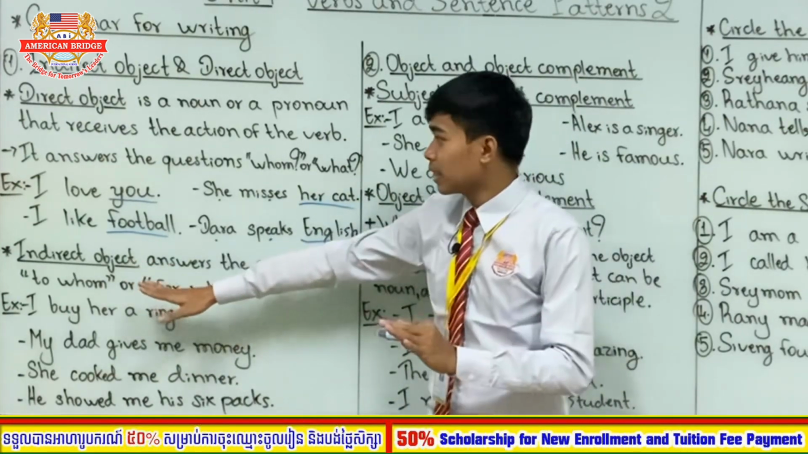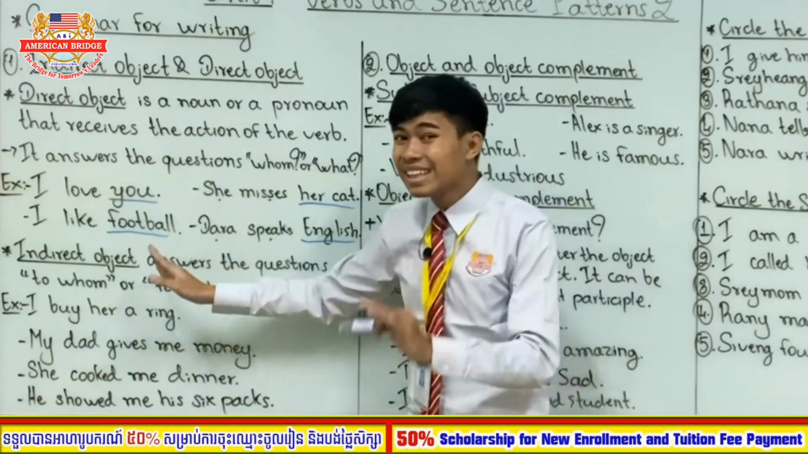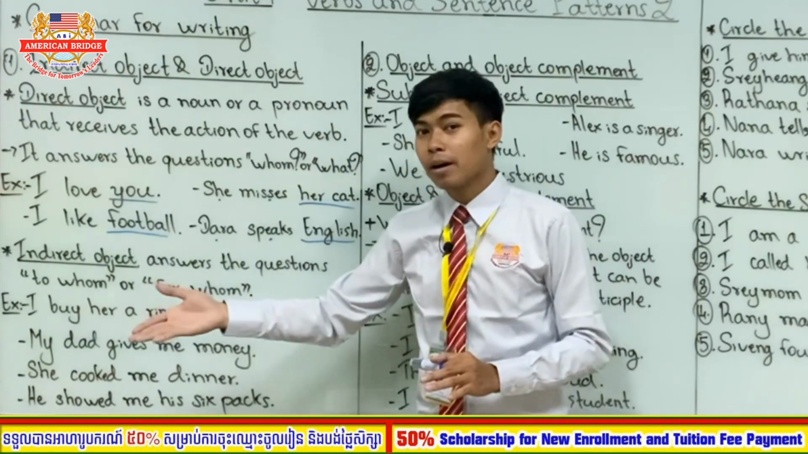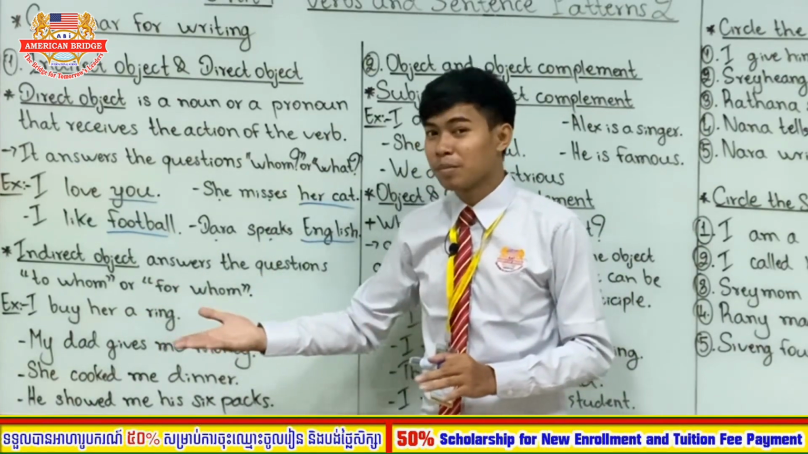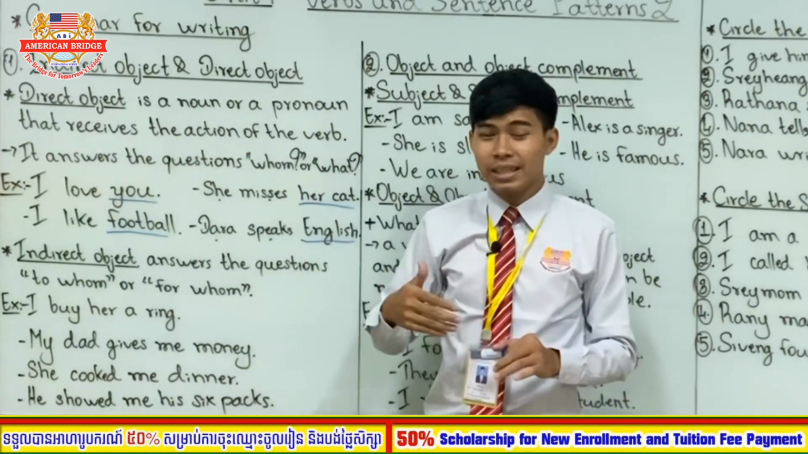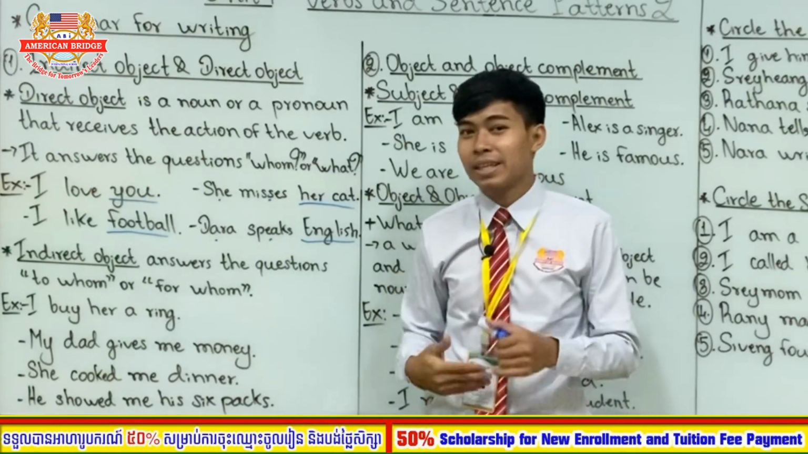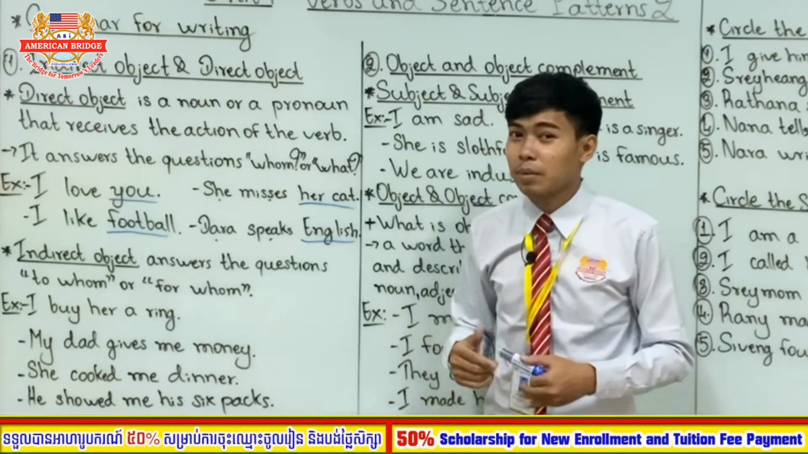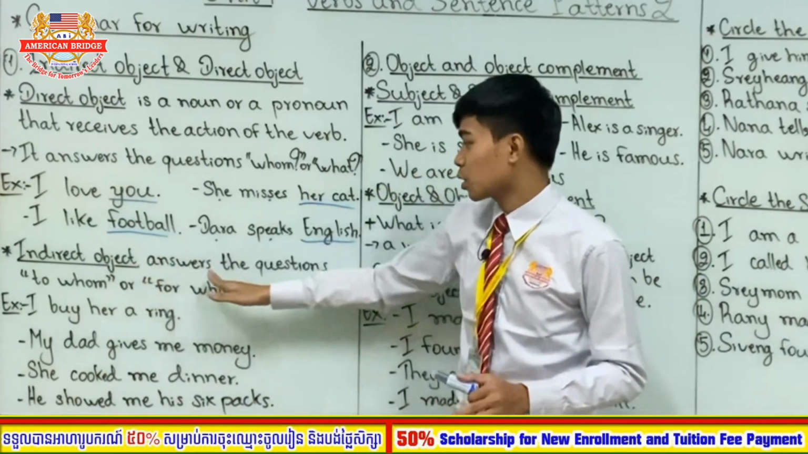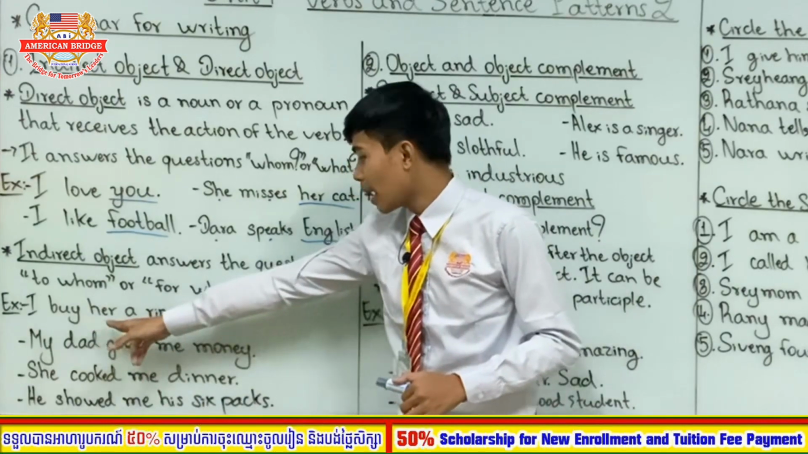So again, direct object answers the questions whom or what, but indirect object answers the questions to whom or for whom. Okay, look at the example like I told you here. If you read the definition, it is a little bit difficult to understand, but when you look at the example, you will understand it very clearly. So again, indirect object answers the questions to whom or for whom. Example: I buy her a ring.